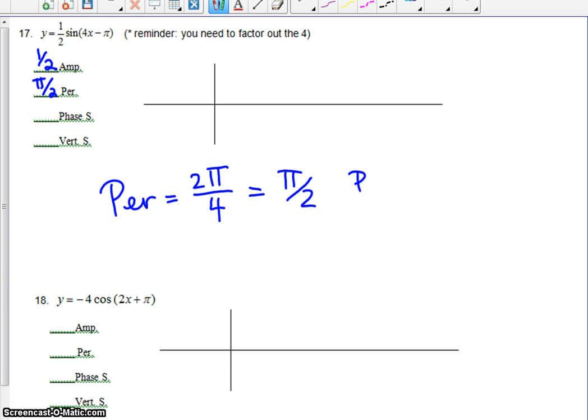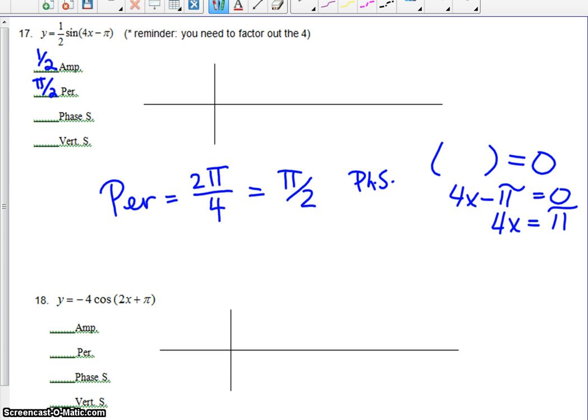My phase shift. All right, so for my phase shift, what you're going to do is you always set the parentheses equal to 0. So what's in my parentheses? 4x minus pi equals 0. That means 4x would equal positive pi, and x would equal pi over 4. Okay, my phase shift is pi over 4, and it's a positive. That was a positive at the end. There is no vertical shift. It's kind of like adding 0. So vertical shift was 0. Above that was the amplitude of a half. Below that, a negative 1/2.